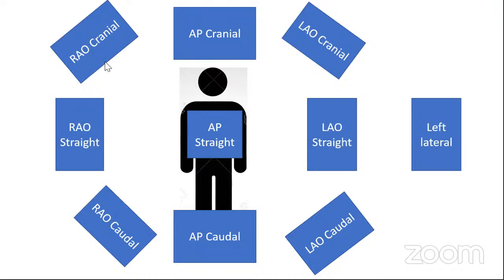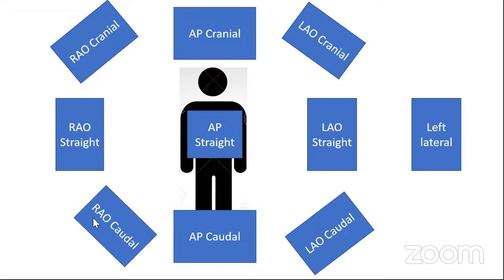The cranial views: RAO is an acronym for right anterior oblique. Just think of it as right. So RAO cranial, AP cranial, LAO cranial, or left anterior oblique cranial. Cranial views are usually nice for visualizing the middle segments and the distal segments. That's generally speaking. There's no specific rule.